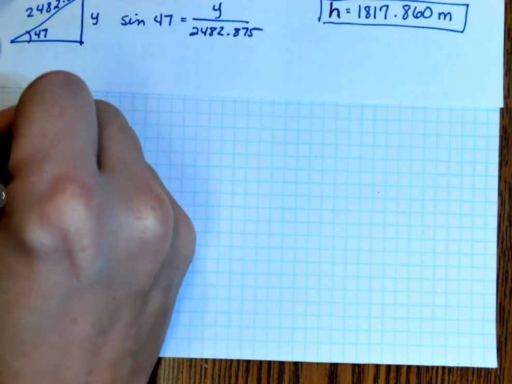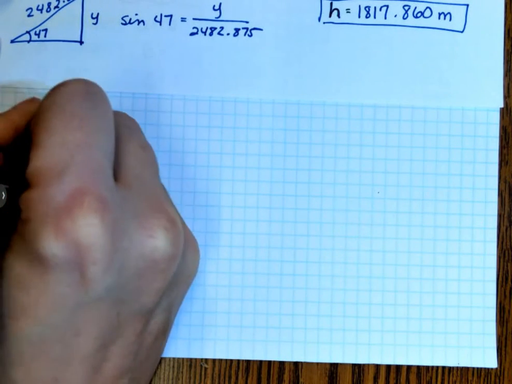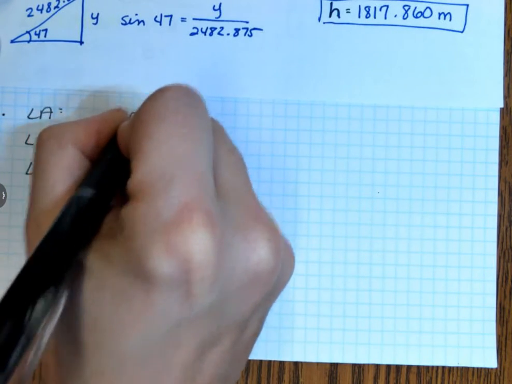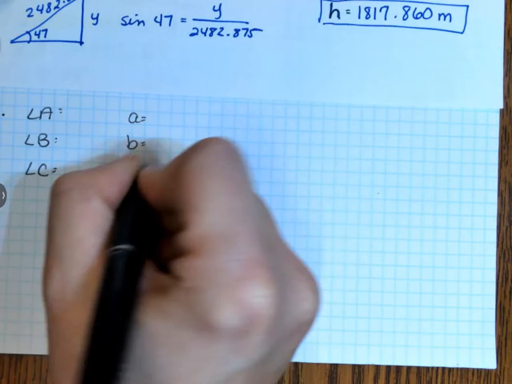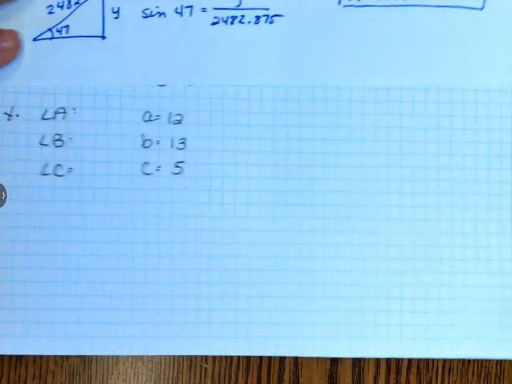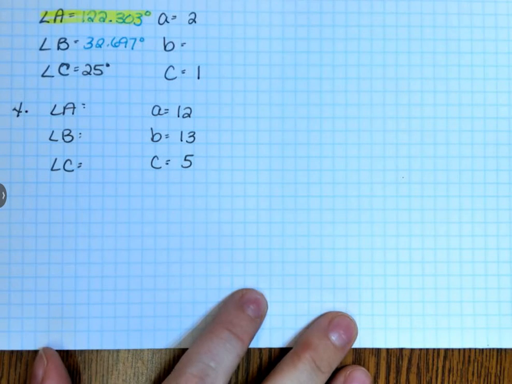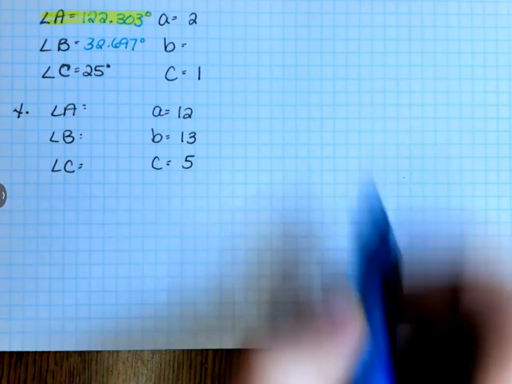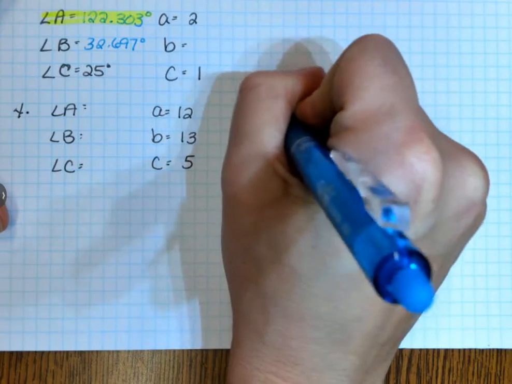Okay, so A, B, and C. We have side A, side B, and side C. So I have 12, 13, and 5. So for this problem, do I have an angle side pair? No. So that means, what do I have to use in order to solve this? Yeah, this is going to be a law of cosines problem.